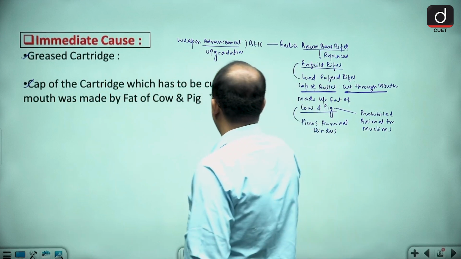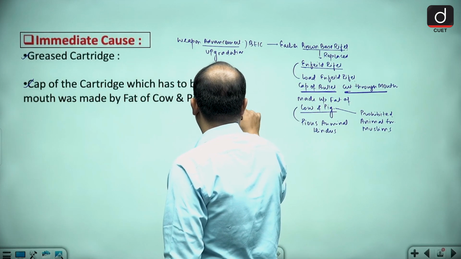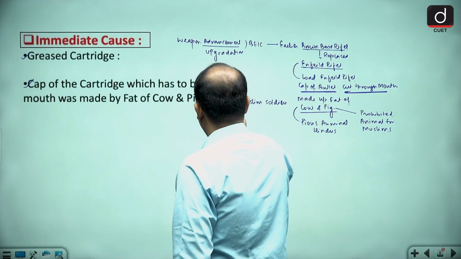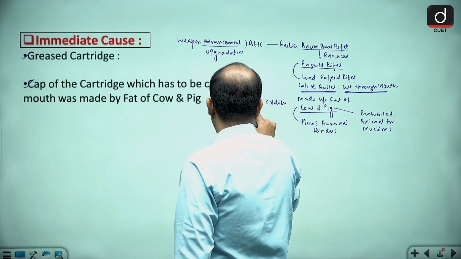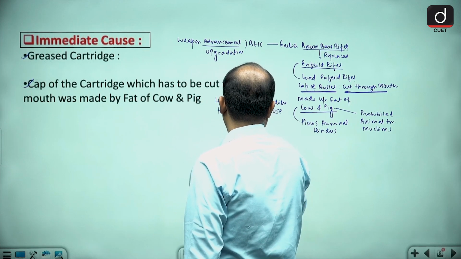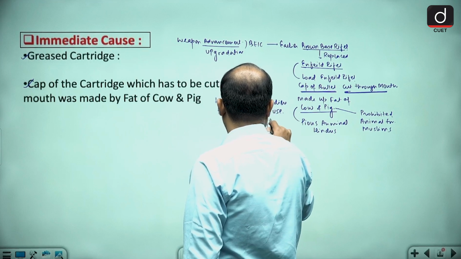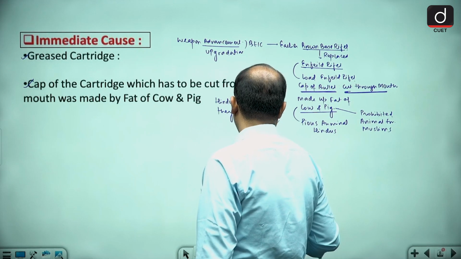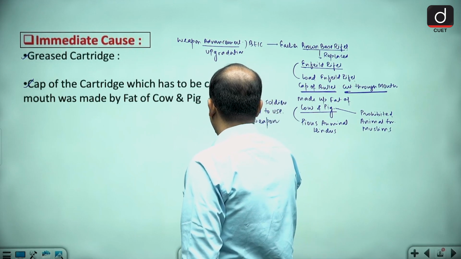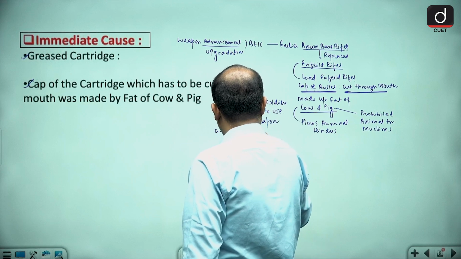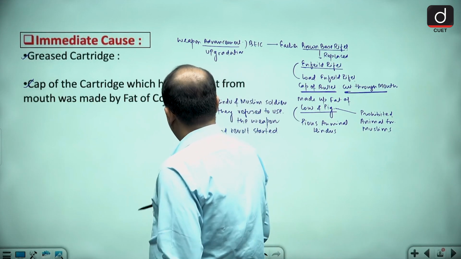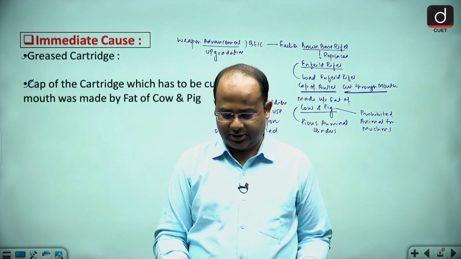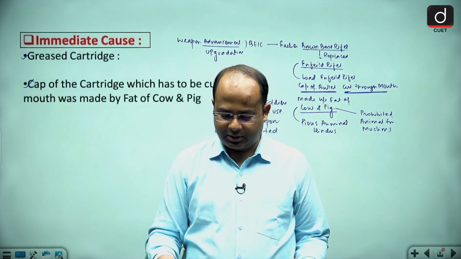So the Hindu and Muslim soldiers refused to use the weapon, and the revolt began. And the revolt started. So I hope guys, it is clear to all of you how the revolt of 1857 started. That was due to the use of the grease cartridge. Is that clear?